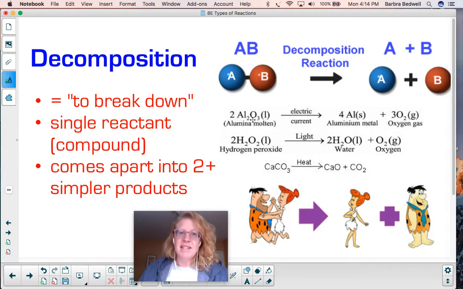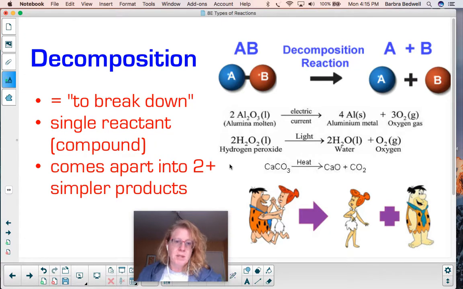So you can kind of see this one. This alumina is a casual name for aluminum oxide. And then if we run some electricity through it, we get aluminum and oxygen gas. So we've got a compound, which is Al2O3, and it breaks apart into aluminum atoms and oxygen molecules, I guess, because it's O2.